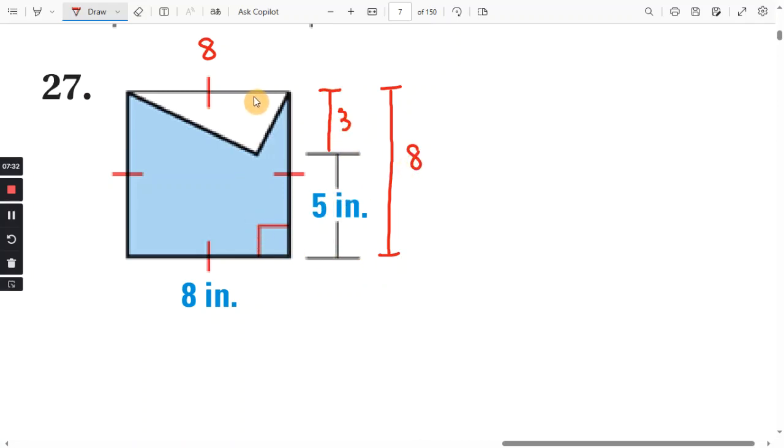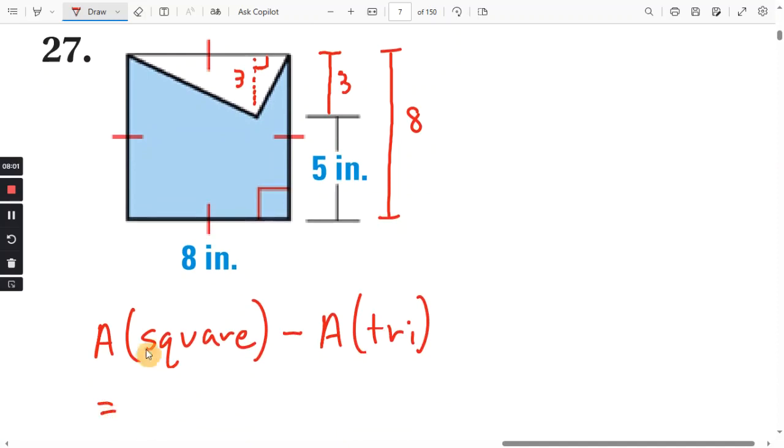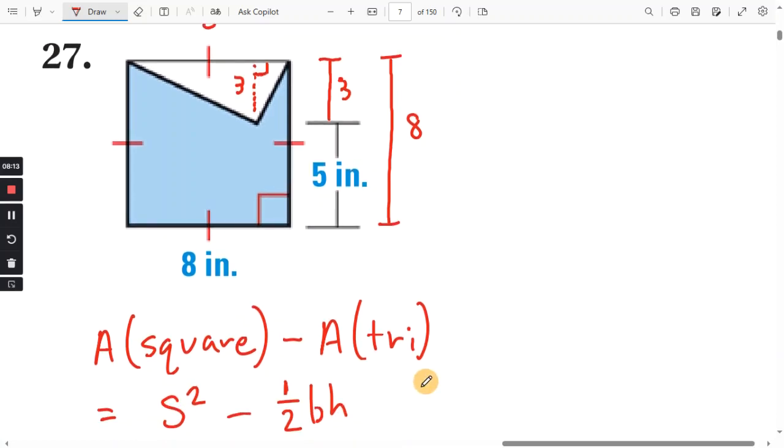So inside this triangle, this height right here is going to be a 3. All right, and that is perpendicular to the base. So you want to find the area of the square. And then you subtract the area of the triangle. All right, so we know the area of a square is just side times side, or s squared. And we know the area of a triangle is 1/2 base times height. All right, so that's what you're going to be doing there.